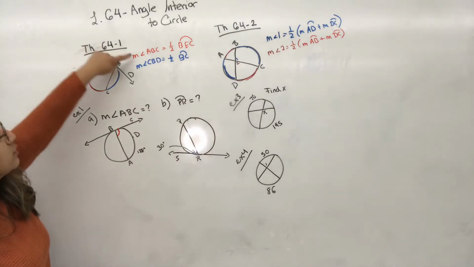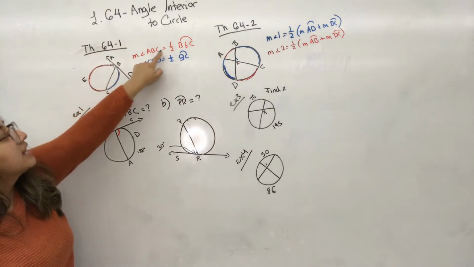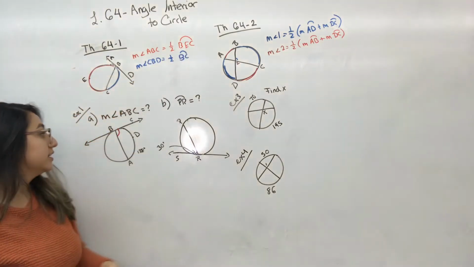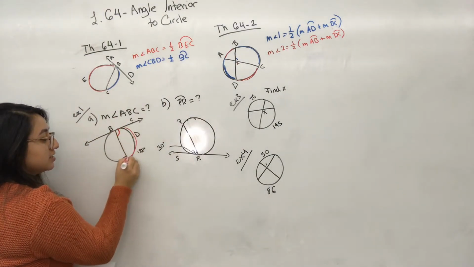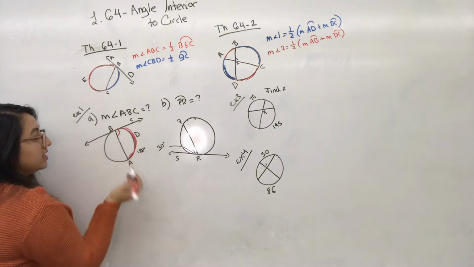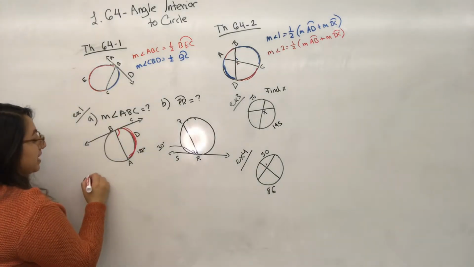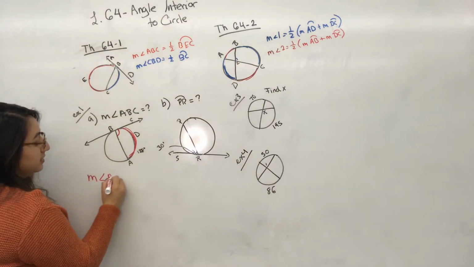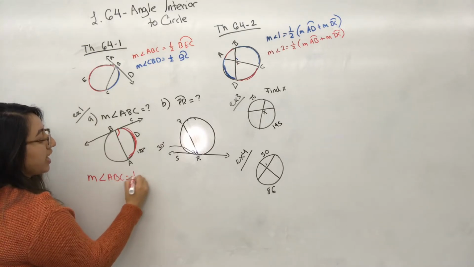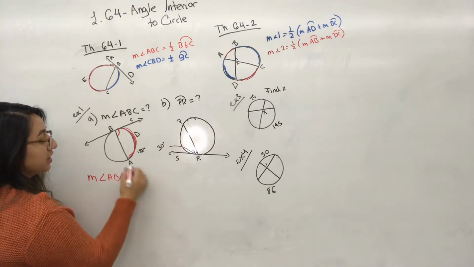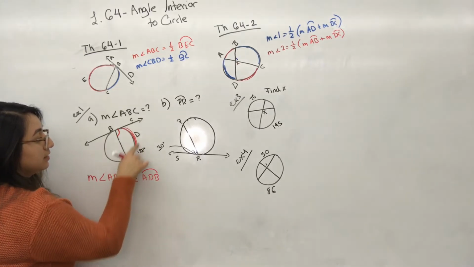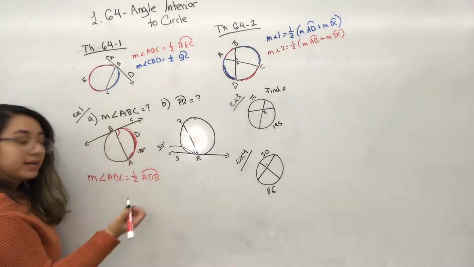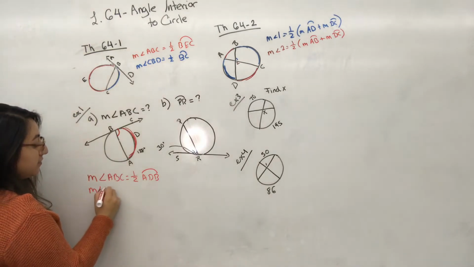According to the equations here, the angle is half the size of the arc. This angle is connected to this arc right here. If I were to write an equation, you don't have to, but the angle ABC is equal to half the size of the arc. The arc would be ADB or BDA, it doesn't matter.